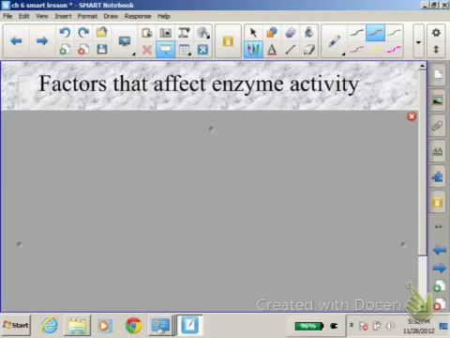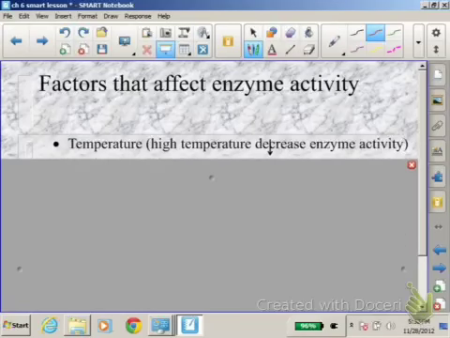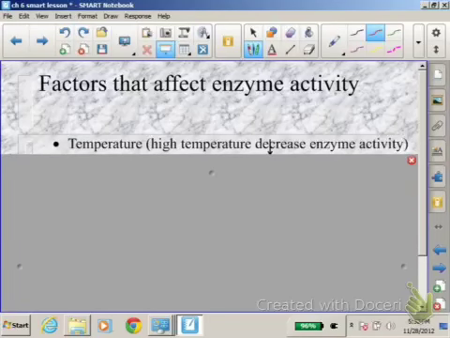So if you'll look at this, first of all, I would say that temperature most definitely decreases enzyme activity. I've got a typo there. You'll have to ignore that. Temperature decreases enzyme activity. Not only high temperature, like it says, but very low temperature, too, decreases enzyme activity.